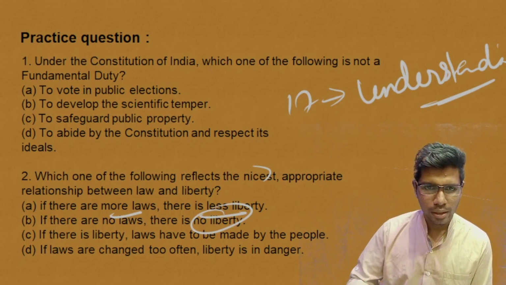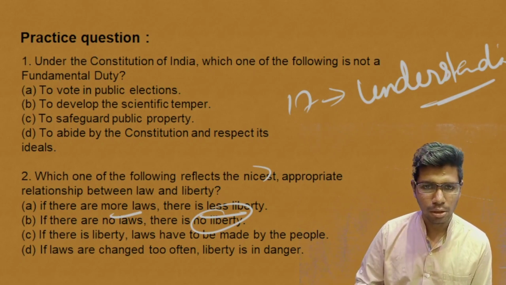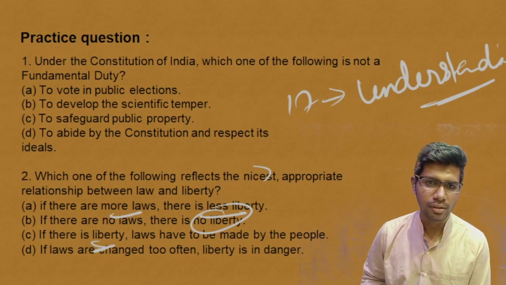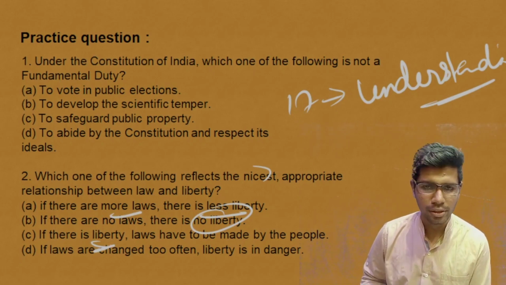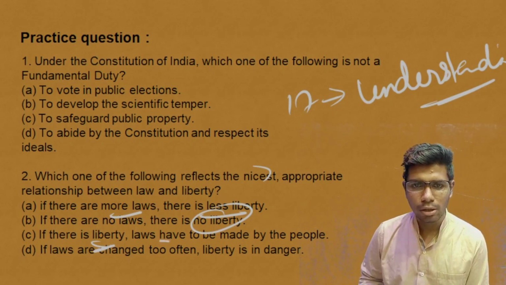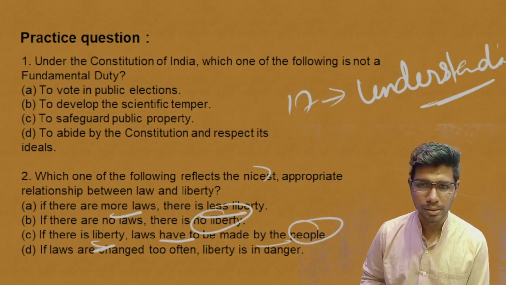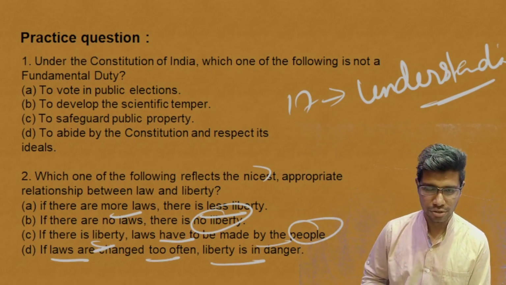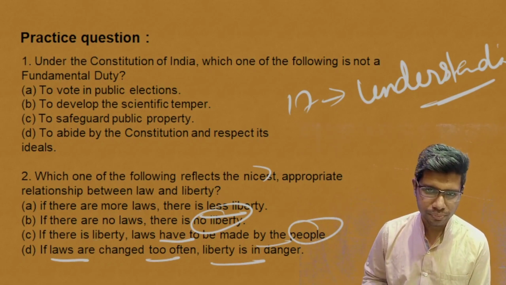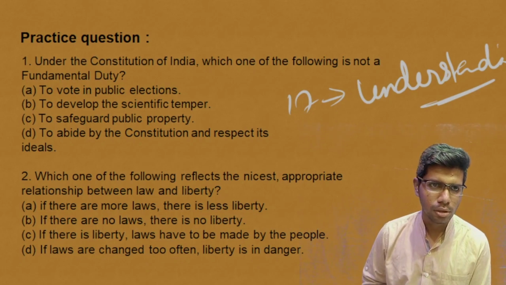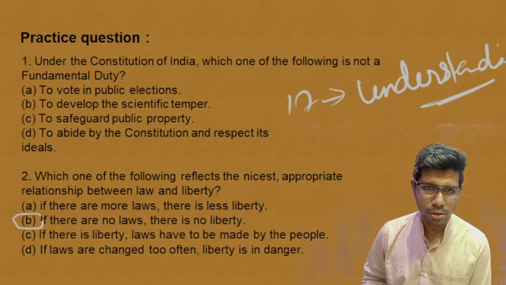It is saying that if no statute has been developed, there will be no liberty as well. The third option, if there is liberty, laws have to be made by the people. It is saying that if people in any country have the freedom to do some things, then laws have to be made by the people. The fourth option, if laws are changed too often, liberty is in danger. Now, reading all of these options, you should also try to solve this simultaneously. But I would like you to concentrate on option B.